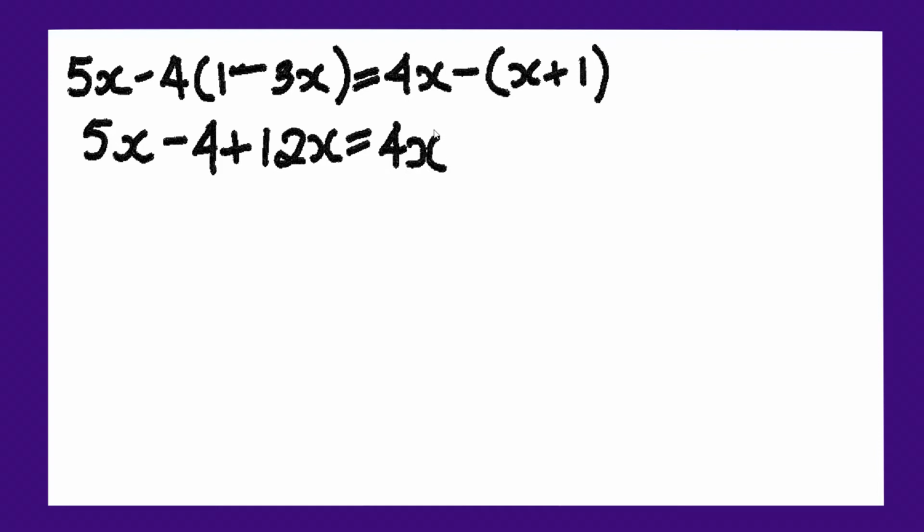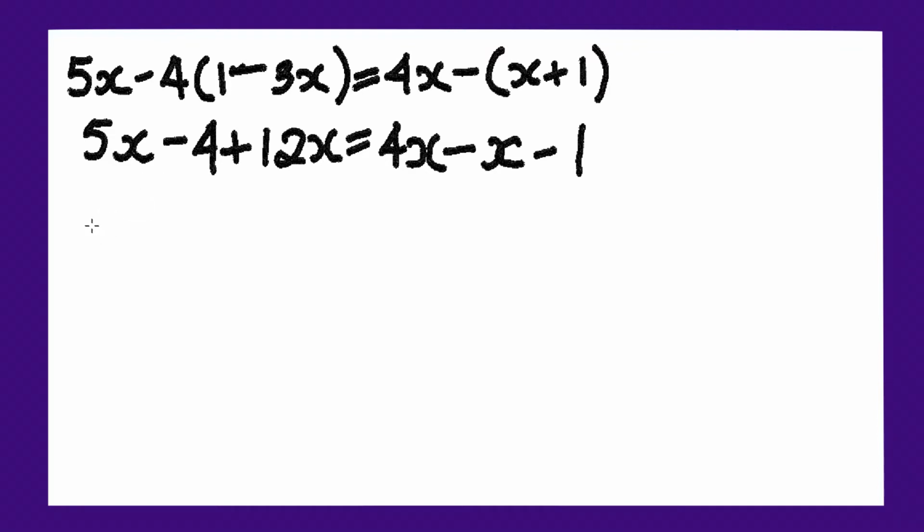And here we have a negative sign in front of a bracket. And when you see that, it is implied that we have a negative 1. So that would be negative 1 multiplied by 1x, so that would be negative x. And negative 1 multiplied by positive 1 gives us negative 1.